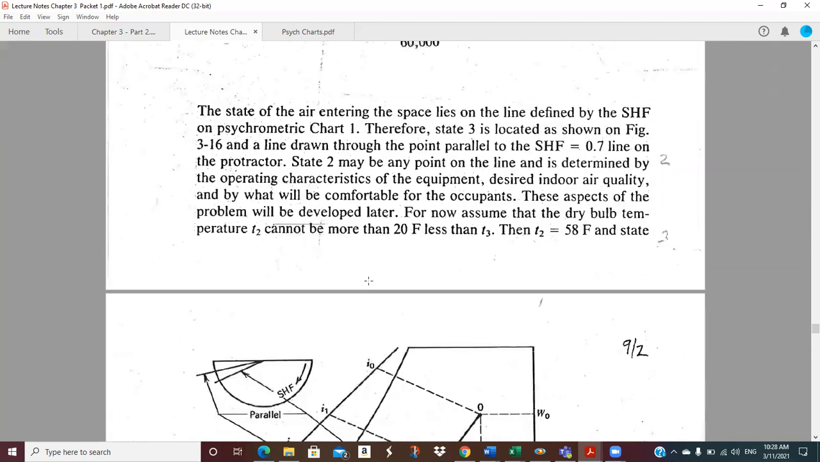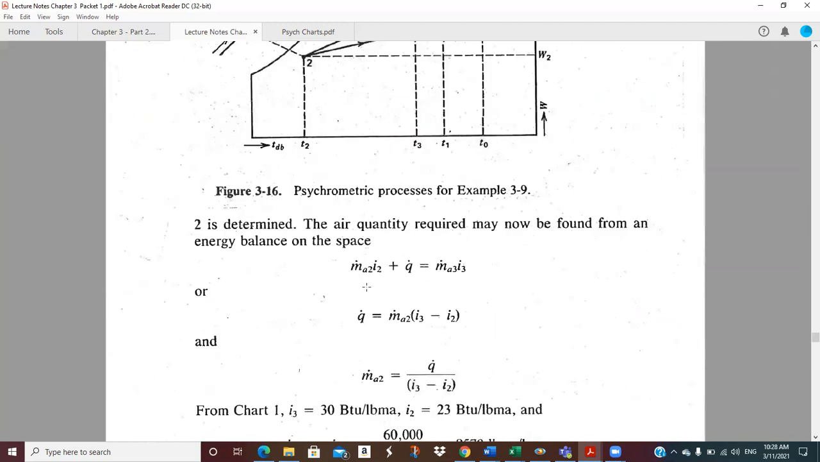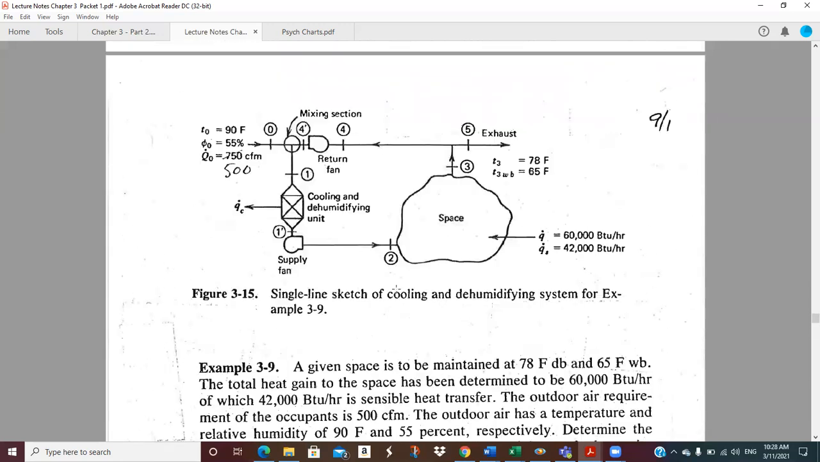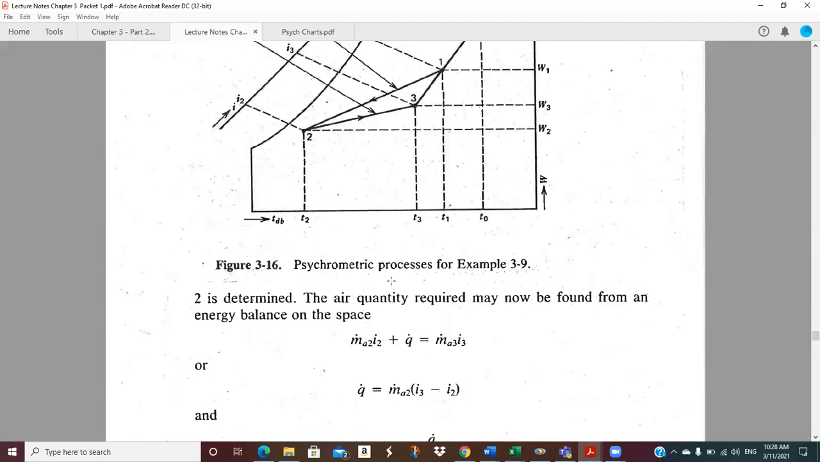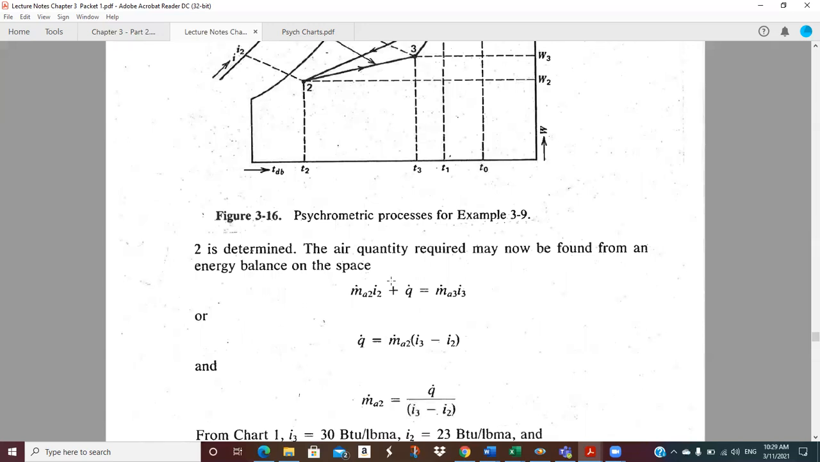Well, what's that look like? It's pretty simple. We've got the mass flow rate coming in at two times the enthalpy at two, plus Q dot, which is the total load, which is 60,000 BTUs an hour, and that has to equal M dot A3 times I3. In this case, those two mass flow rates are the same, and that's usually the case for us because we're not pulling exhaust out yet, if there is any. So then we collapse down and just call the mass flow rate M dot A2.